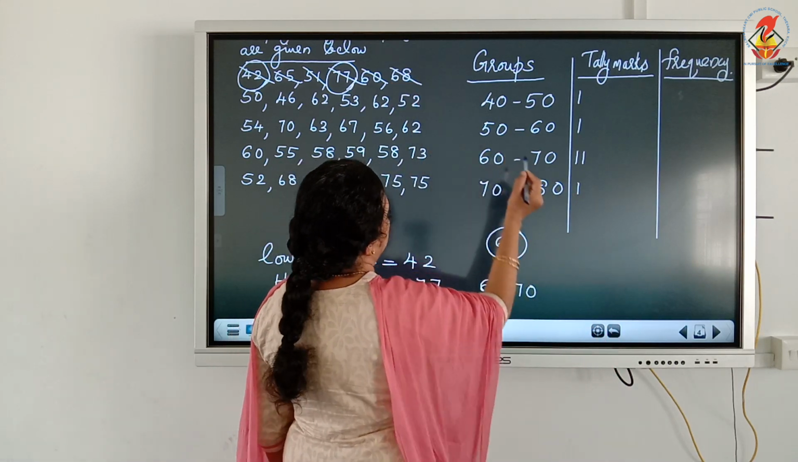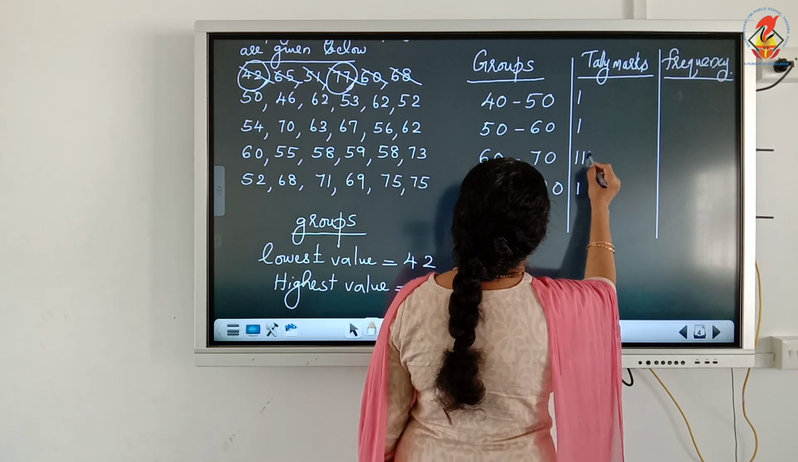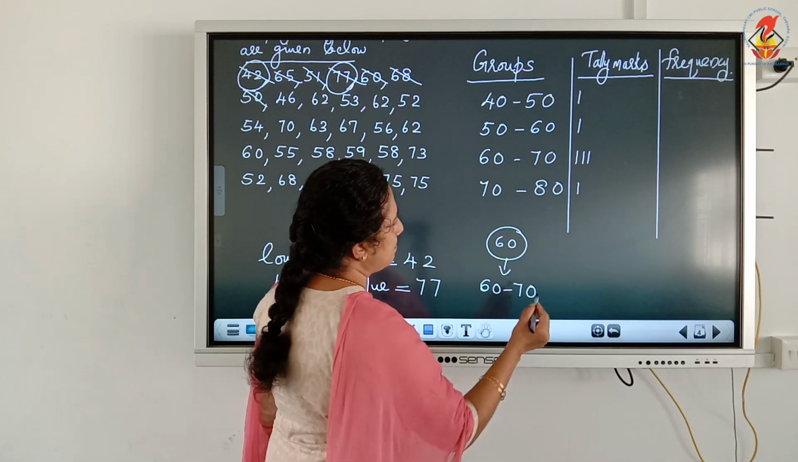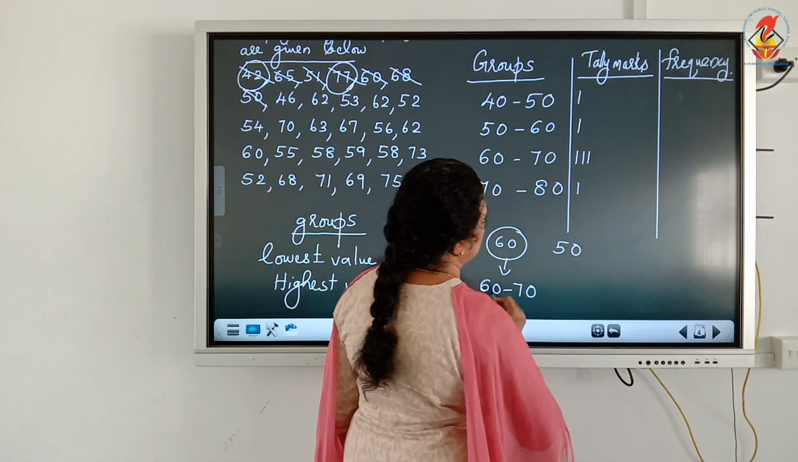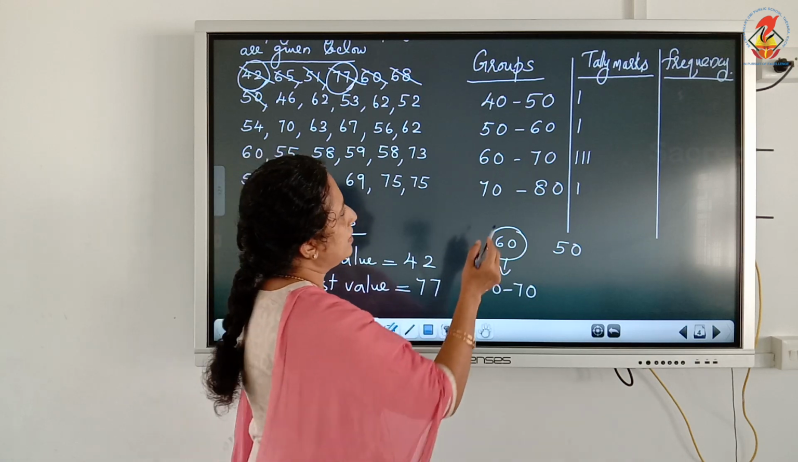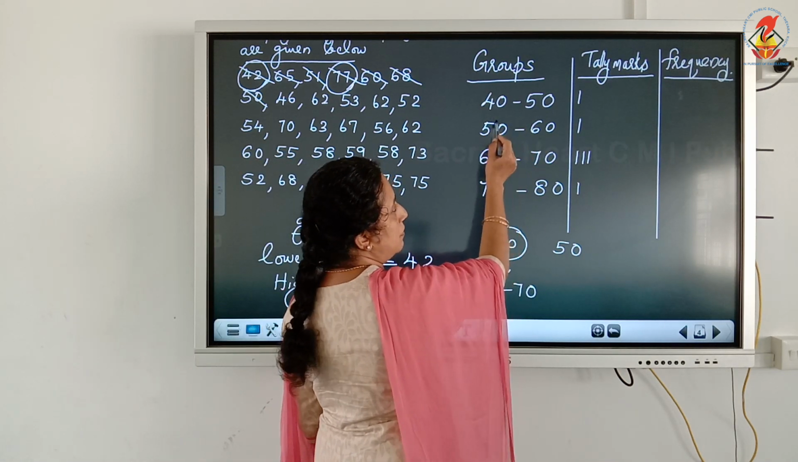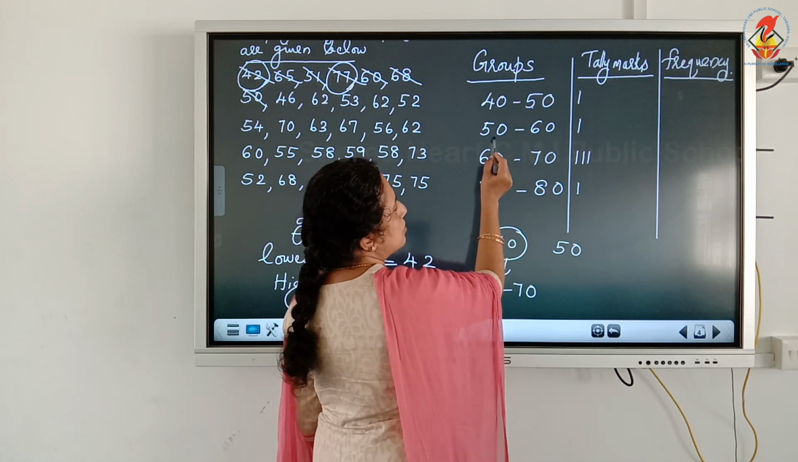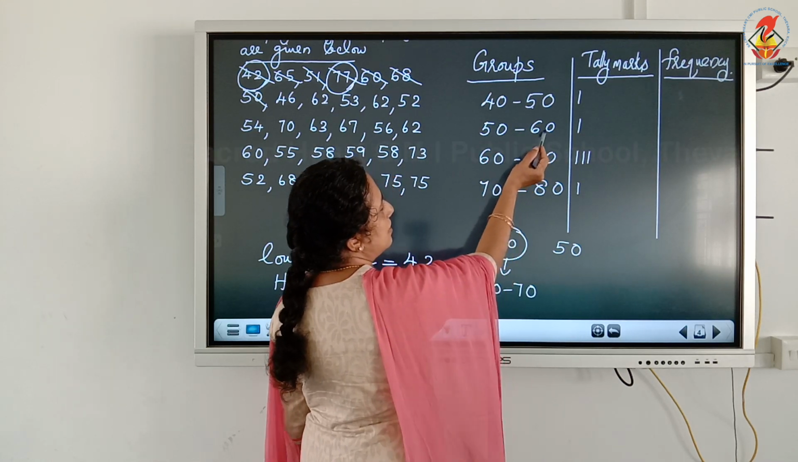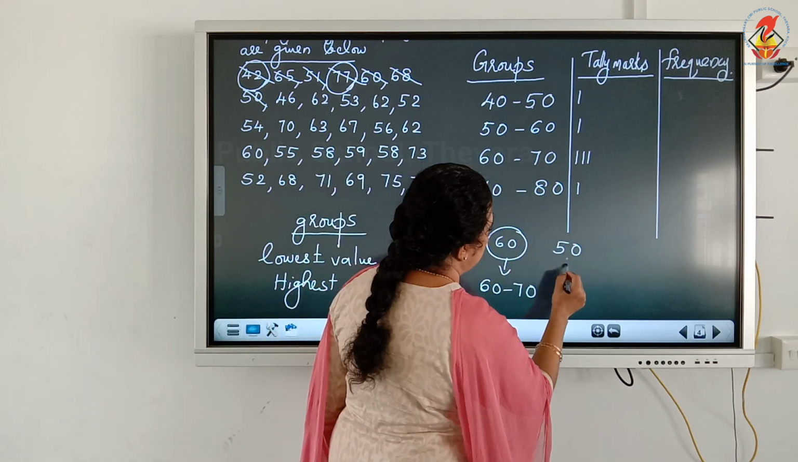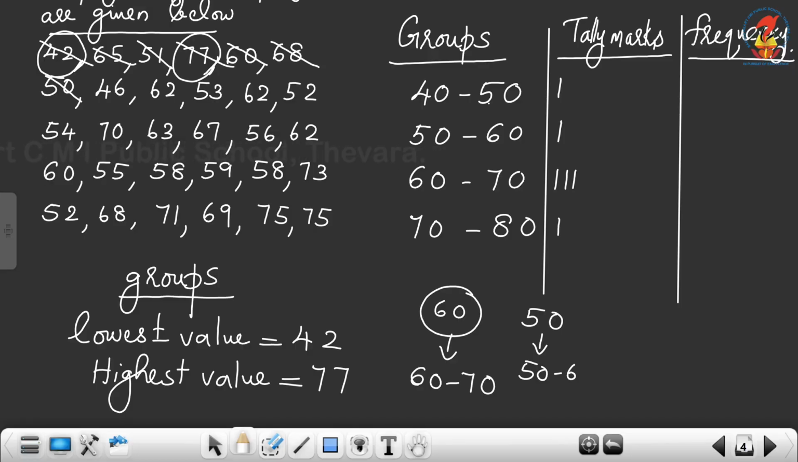Next one is 68. 68 will be in the 60 to 70 group. Then 50. Where will you mark this 50? 40 to 50 means you have to consider all the observations below 50, so 50 is not included. 50 to 60 means all the observations below 60. So 50 will come in the group 50 to 60. You can put a vertical stroke. Then 46.